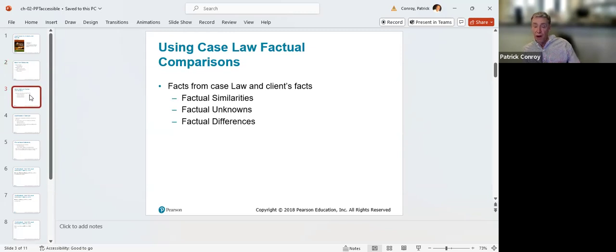When you are using facts and researching case law, you want to look for factual similarities, because maybe there was some defense that they used in that other case that you can use in your case. So the more cases you can find on point that back up your position, the better. Or you want to find out the differences so that the judge will rule a different way than they did in the past.